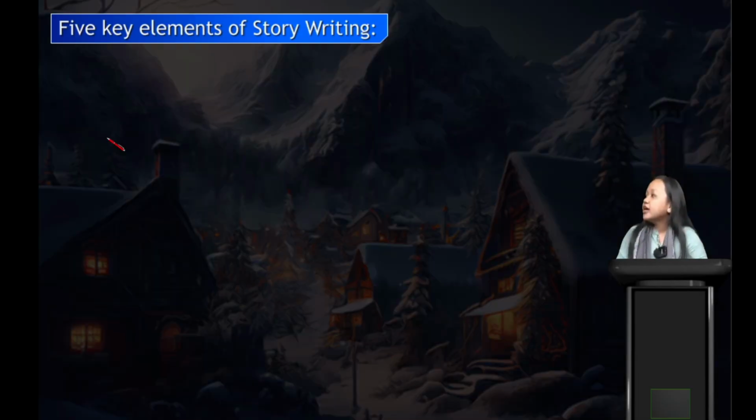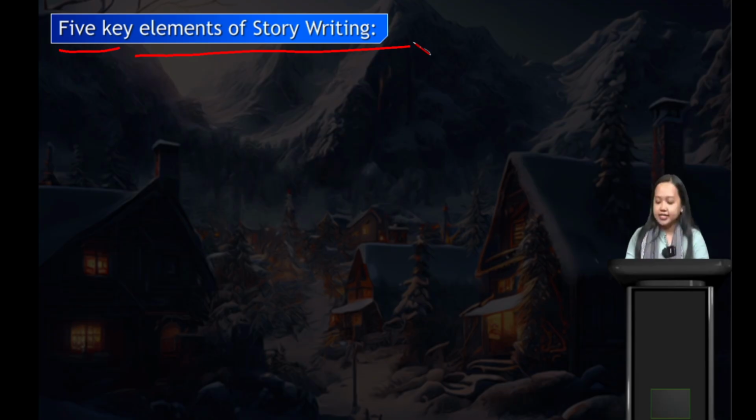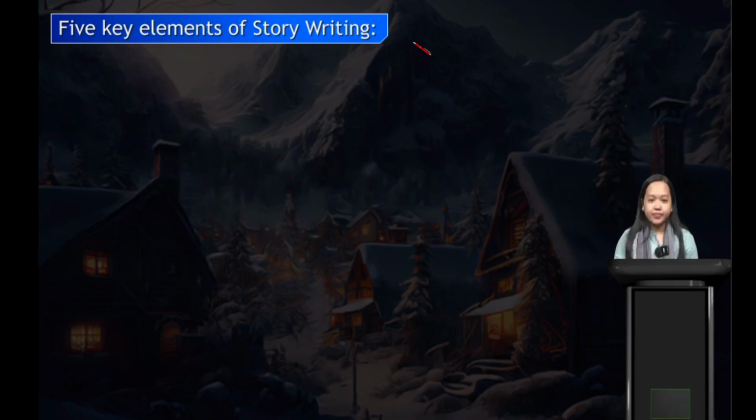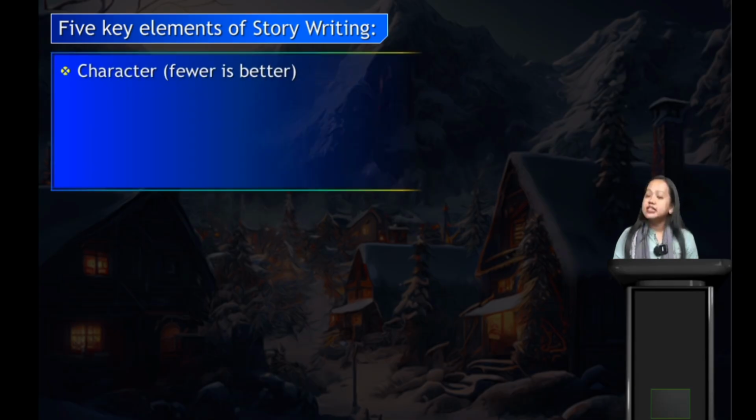So moving next, what can we see on the screen? Now it says what? 5 key elements of story writing. Now we will discuss what are the 5 key elements to write a story. Let's see what are those elements.